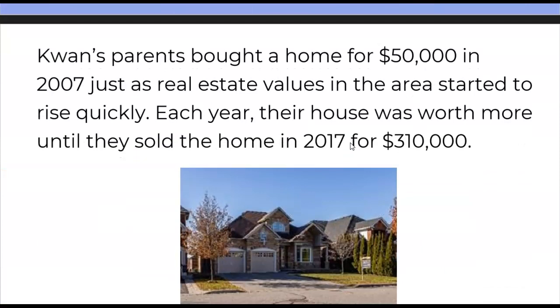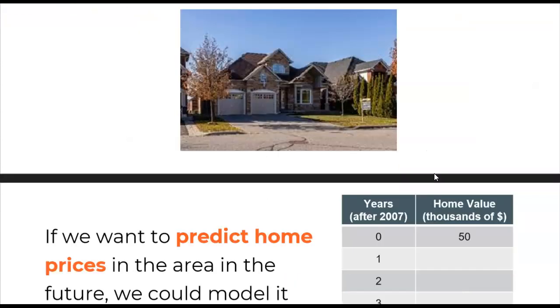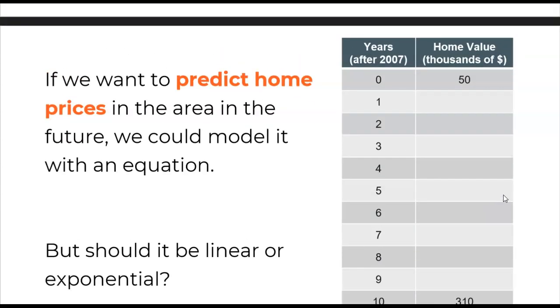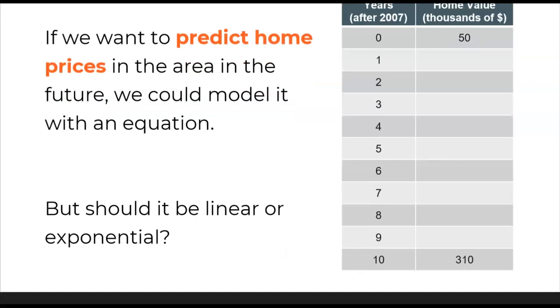Kwan's parents bought a home for $50,000 in 2007, just as real estate values in the area started to rise quickly. Each year, their house was worth more until they sold the home in 2017 for $310,000. So they made a whole bunch of money just by buying a house. Looks like they made about $260,000 over that time period. Now we could model this in a table like this. Let me scroll a little bit.